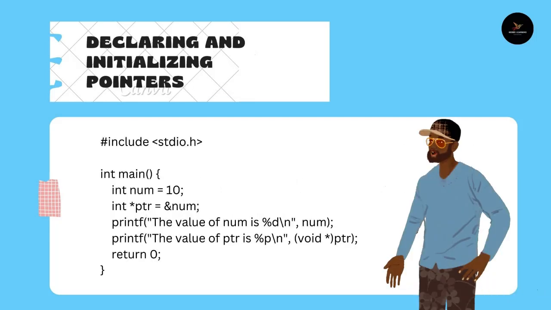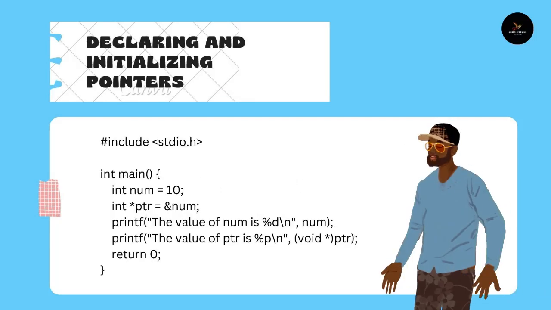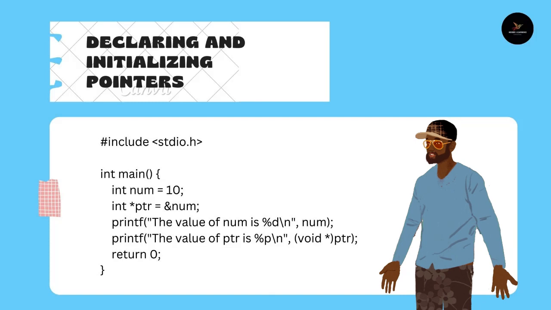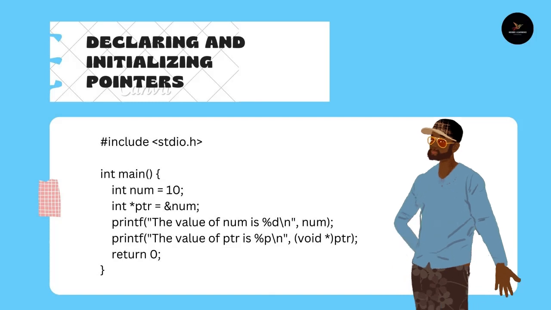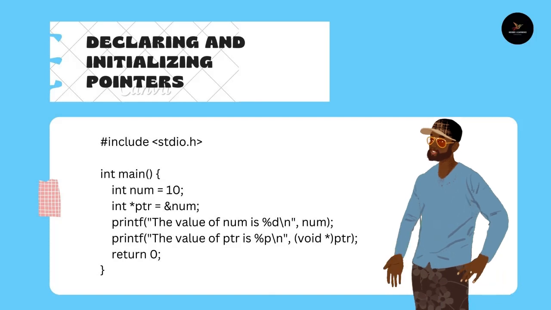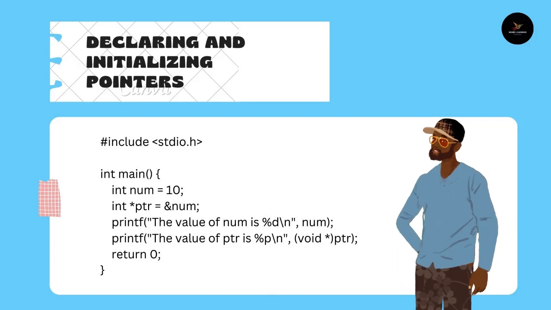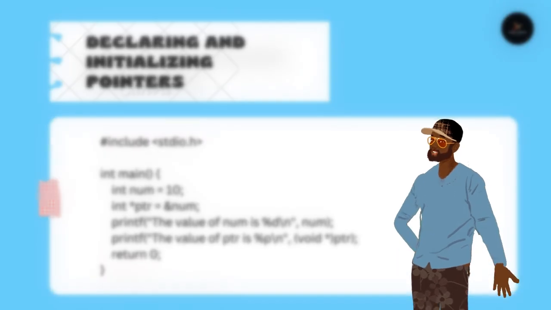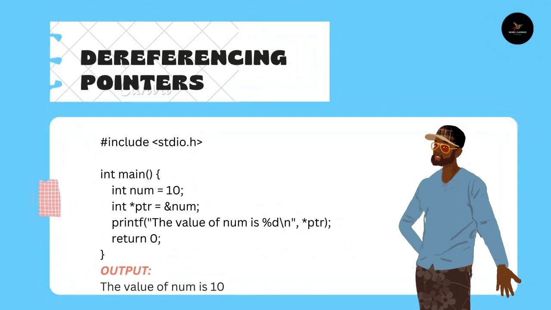Let's now see how to declare and initialize a pointer. To declare a pointer in C, we use the asterisk symbol. For example, if we want to declare a pointer to an integer variable called num, we would write *ptr. To initialize the pointer, we assign it the address of the variable we want it to point to using the & symbol.